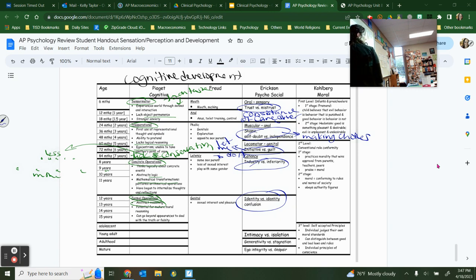What is the industry in industry versus inferiority? School. Being good at school or finding something that you're good at. Identity versus role confusion is like, who am I? Intimacy is all about finding love. Generativity is now focusing on kids. And integrity versus despair is looking back with regrets. Or not regrets, hopefully.